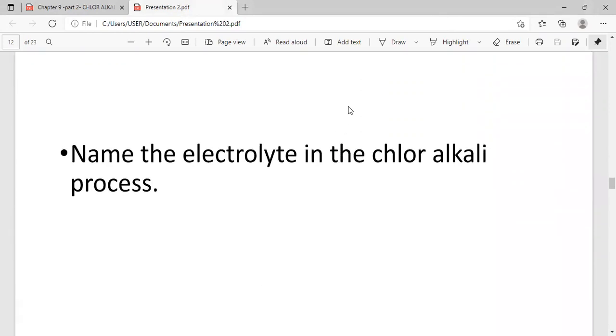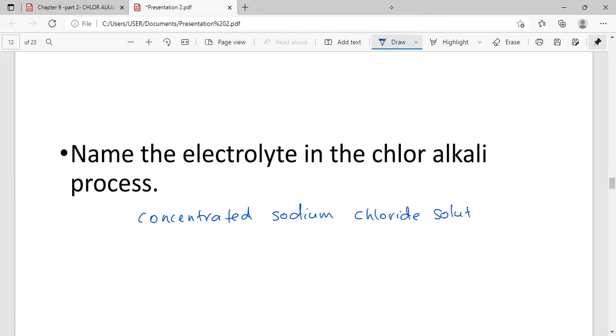Name the electrolyte in the chlor-alkali process. So chlor-alkali process is an electrolysis reaction. So there was an electrolyte that was used. What's the name of the electrolyte? Okay, good. It's concentrated sodium chloride solution. Okay, good.